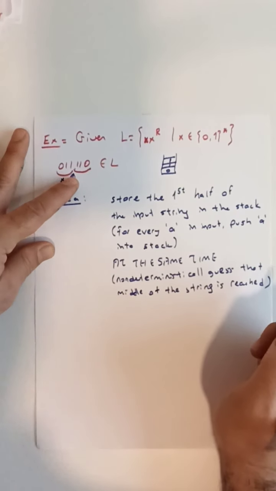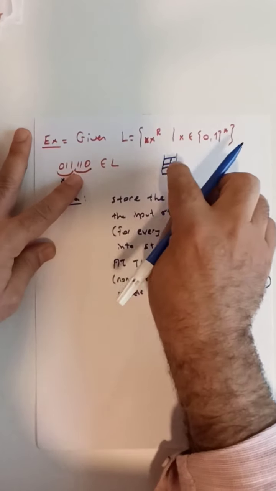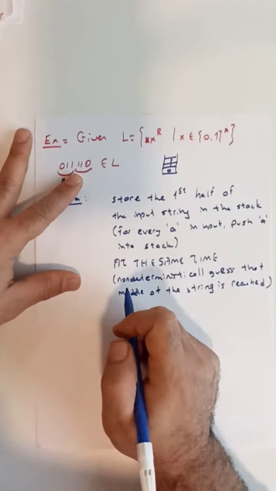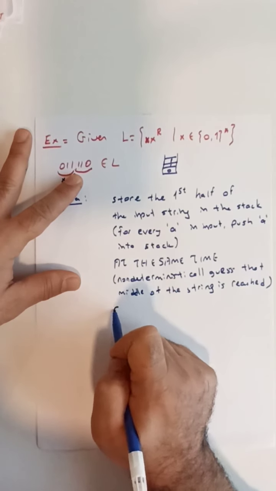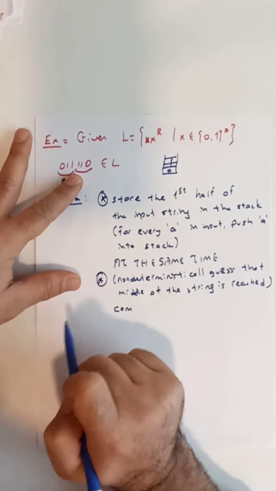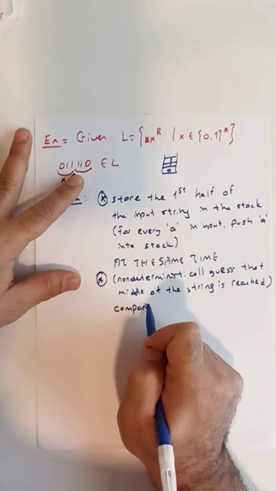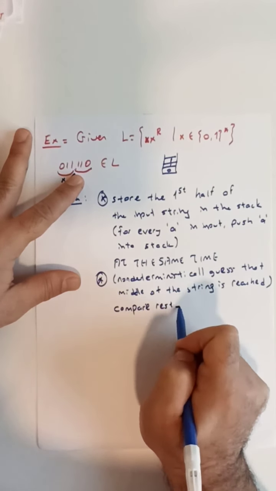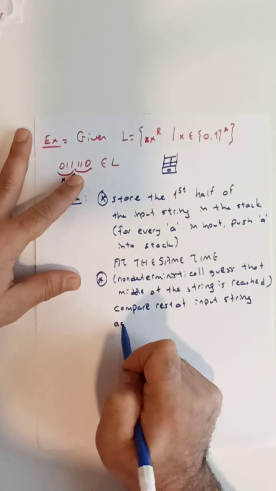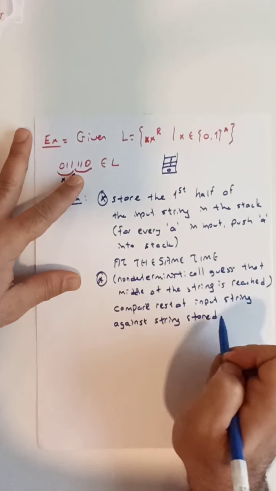What do we do if we reach the middle of the string? We should now be comparing the remaining part of the string against the string that we have stored so far in the stack. Compare. So this is one main operation. Then at the same time we should be repeatedly comparing the rest of the input string against the string stored in the stack.